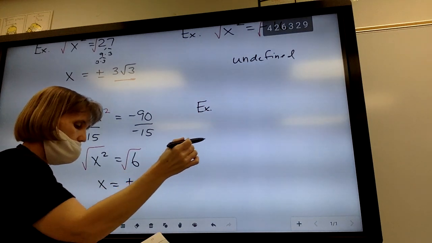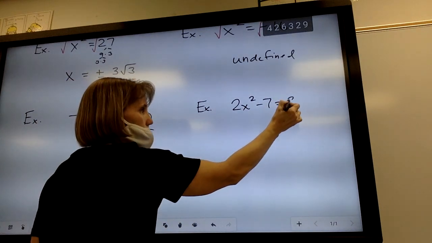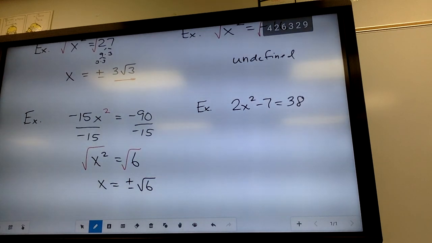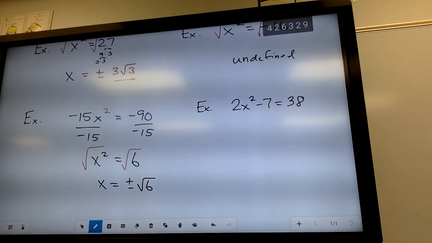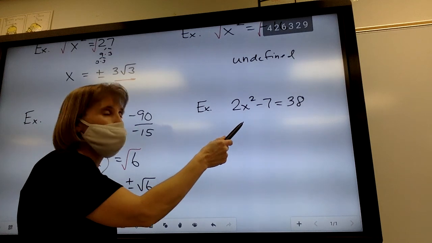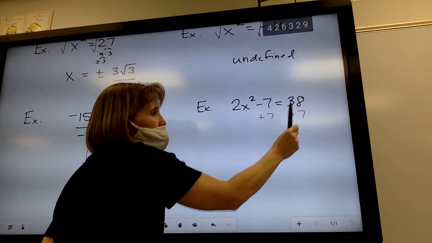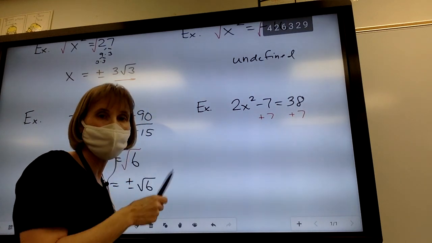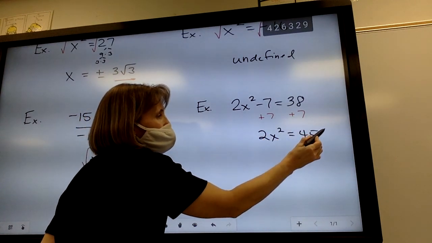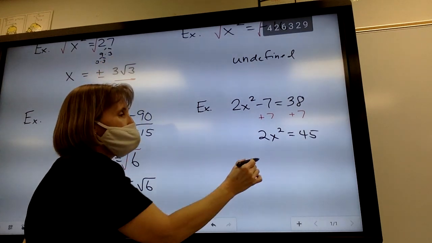Couple more. 2x squared minus 7 equals 38. Okay, we don't start out by taking the square root. We've got to isolate the squared term. So I would add 7. Okay, just like when we solved equations, we have to undo addition or subtraction first. That would leave me with 2x squared equals 45. Then I would divide by 2.